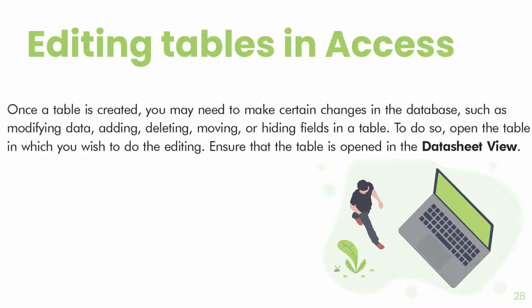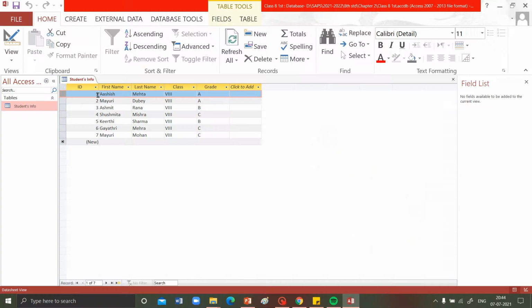Editing tables in Access. Once a table is created, you may need to make certain changes in the database, such as modifying data, adding, deleting, moving, or hiding fields in a table. To do so, open the table in which you wish to do the editing. Ensure that the table is opened in the datasheet view.